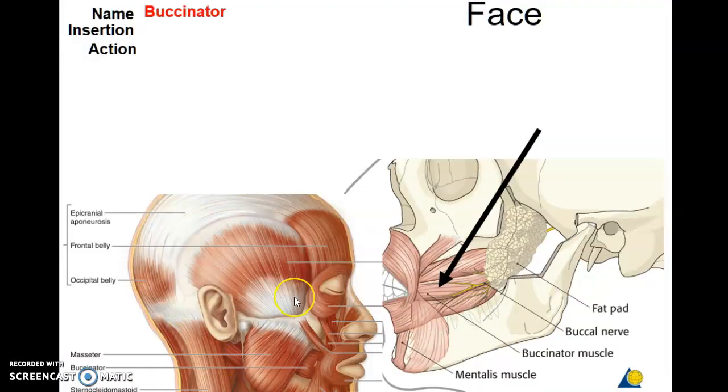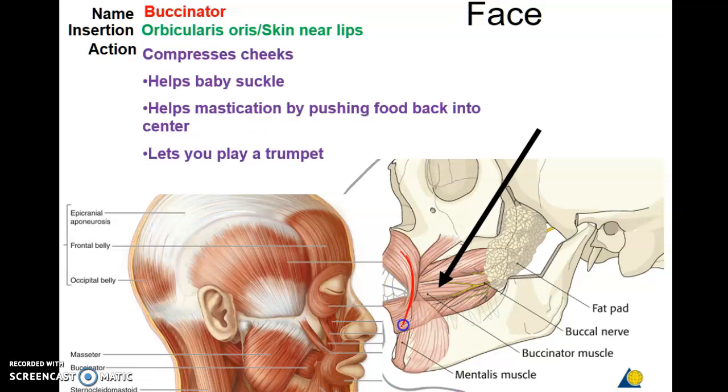So, the buccinator. It inserts on the orbicularis oris, right there, and it is going to compress your cheeks. It helps a baby suckle. Fun fact with a baby, you put a pinky in its mouth, it's going to suckle. It helps with mastication, so it is an eating muscle, by pushing food back into the center. And it lets you play a trumpet.